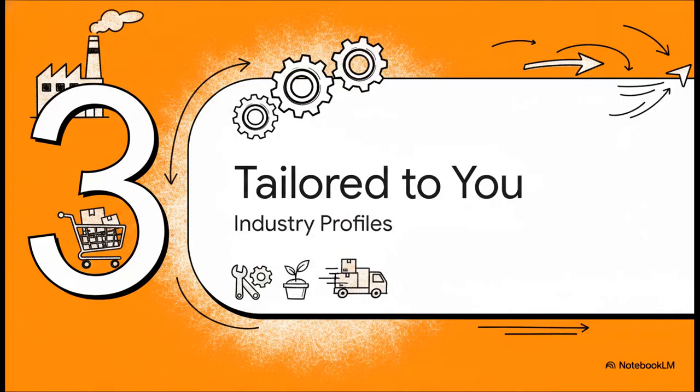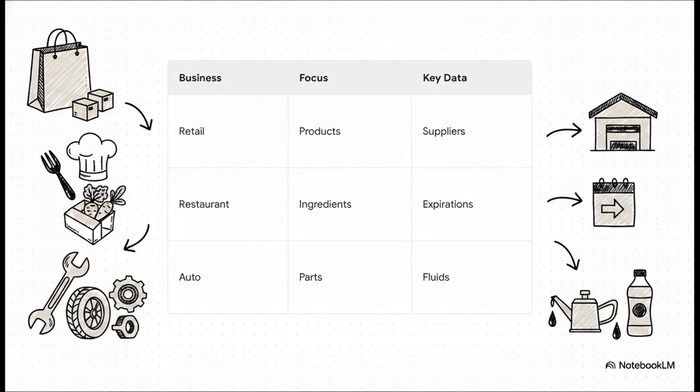Section 3. Tailoring to your business. Now, what's really interesting about this is how we can see these profiles operate out there in the real world across completely different industries. A retail shop focuses on finished products and needs to heavily track their suppliers. A restaurant tracks raw ingredients and desperately needs to monitor expiration dates to stop financial loss through waste. And an auto shop, they track hard parts and fluids. By just selecting the right business profile, the user gets an interface exactly tailored to their daily needs. No unnecessary clunky data fields, just the exact information they need to work efficiently.